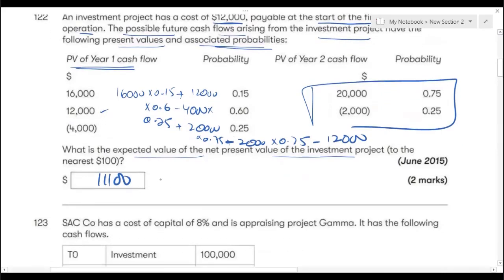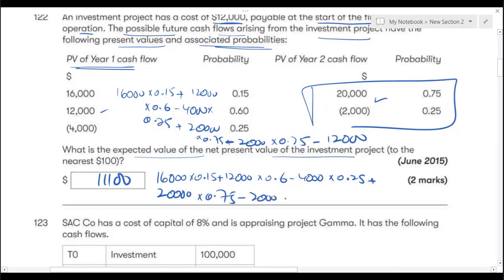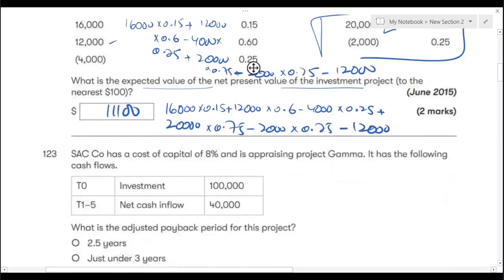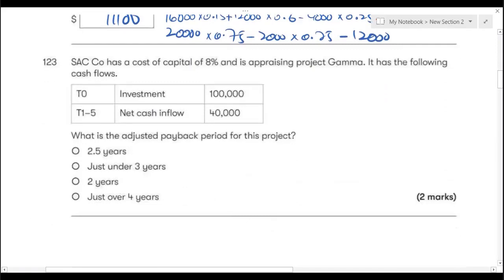If I write here, 16,000 into 0.15, 12,000 into 0.6 minus 4,000 into 0.25, plus 20,000 into 0.75 minus 2,000 into 0.25, and then less the initial investment. This is how we get expected value of NPV. Okay.